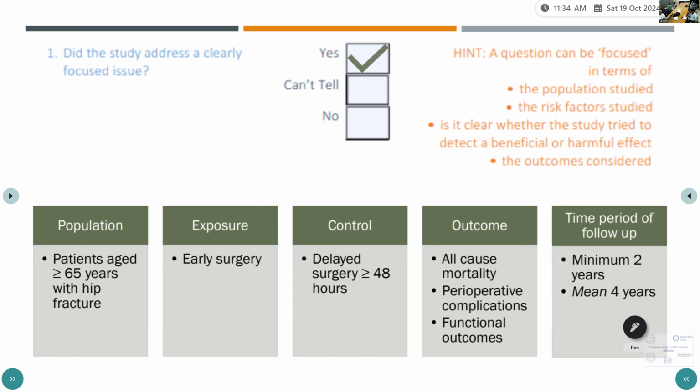My issue here is with the time period. They mentioned the mean of 4 years, but the duration of follow-up may not be normally distributed. So a mean of 4 years may sound like a lot, but it may just be a few patients who were followed up for a long period of time. A median may have been a better measure of center that they could have used.